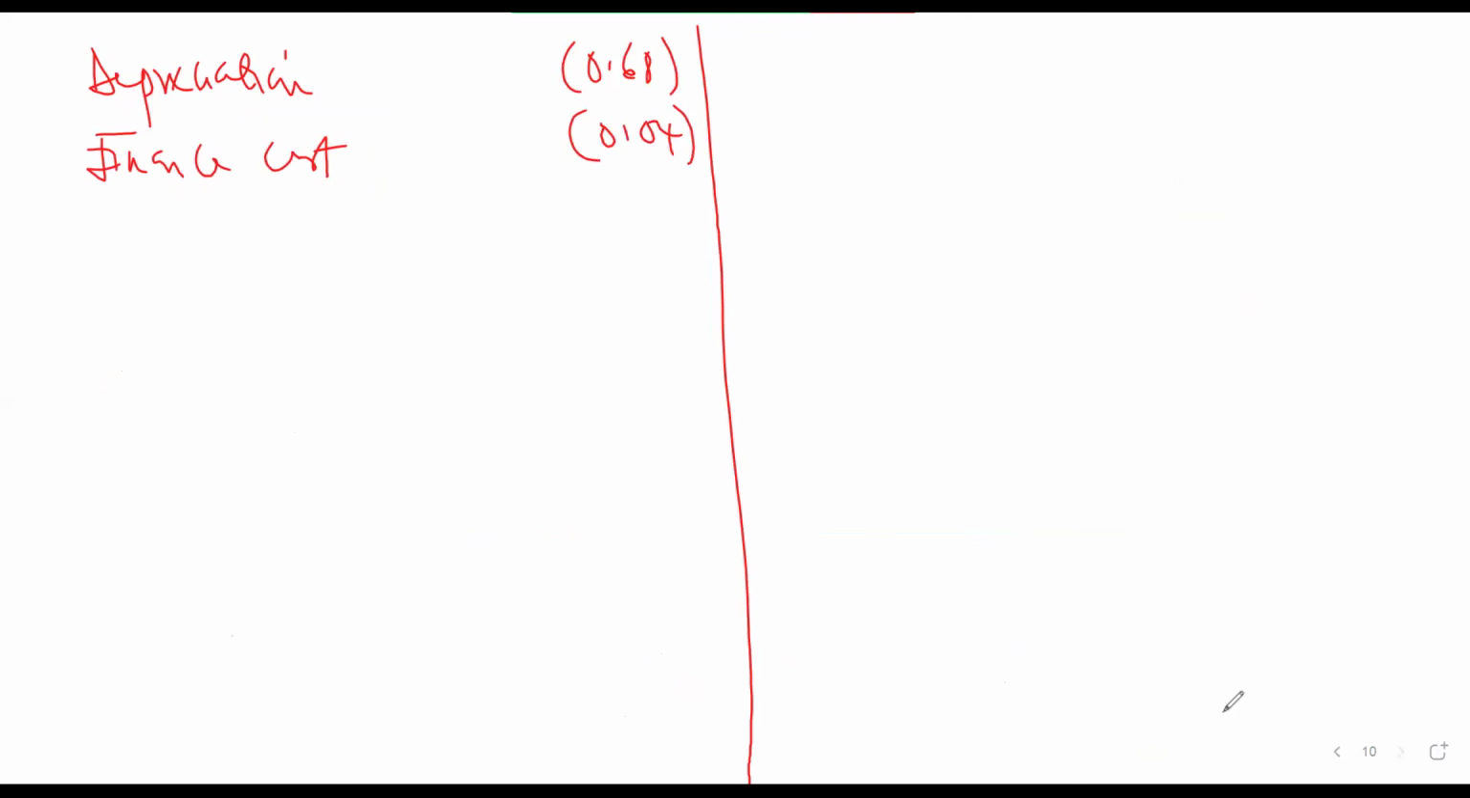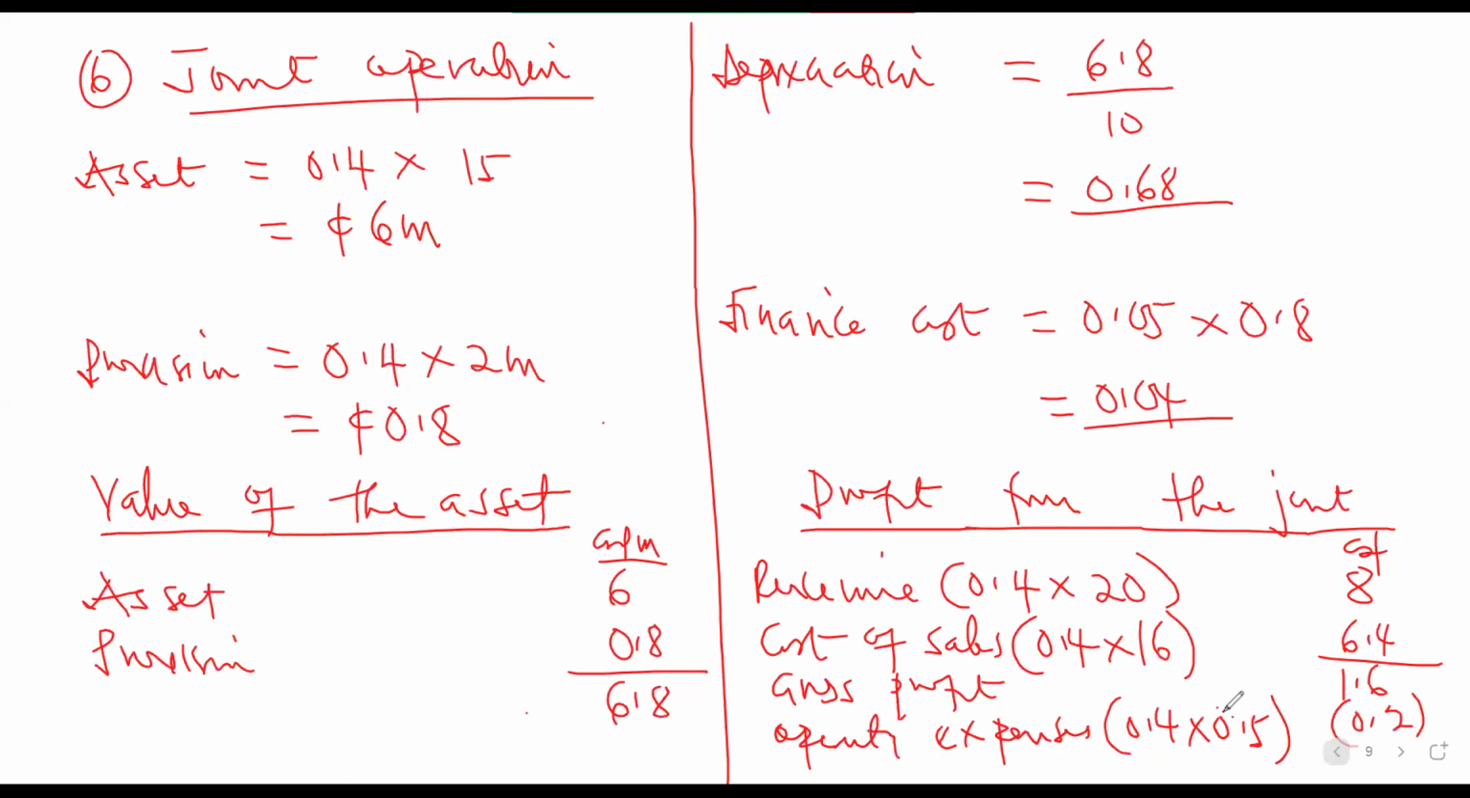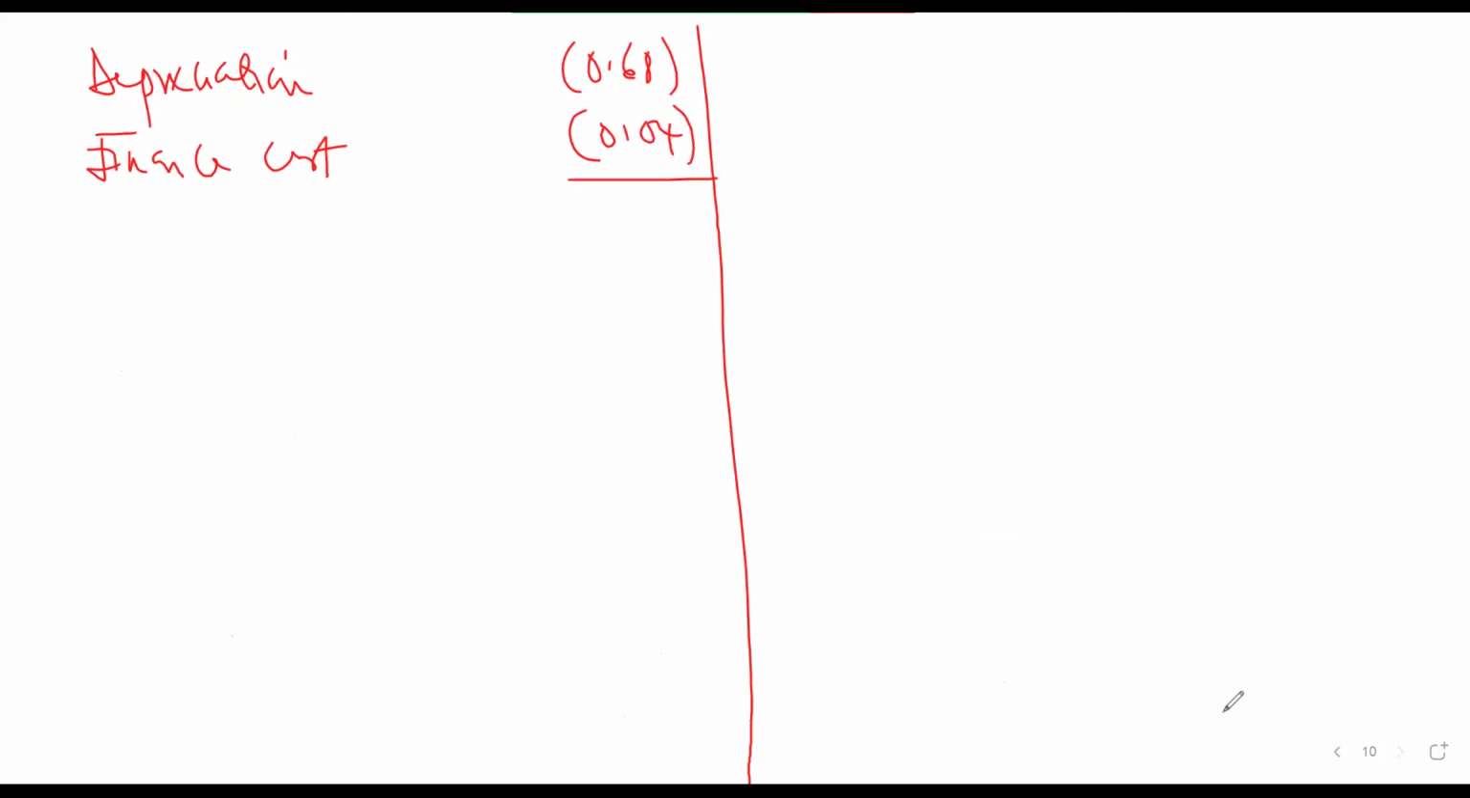Okay, what will be the total profit that they will be receiving? 1.6 minus 0.2 minus 0.68 minus 0.04. I'm getting 0.68. Okay. So this 0.68 now will be their share of the profit. So we have their share of the profit that will go to their retained earnings.